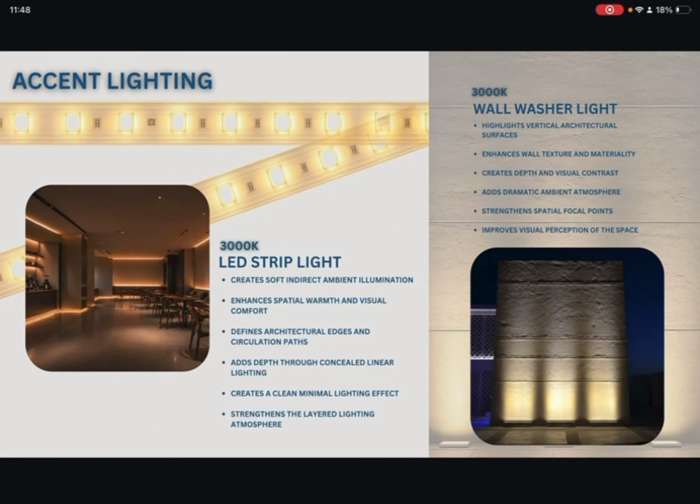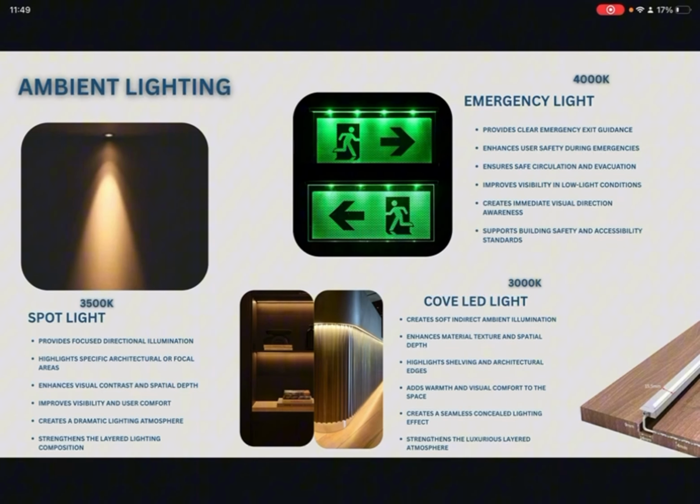About ambient lighting, we have three types: spotlight, emergency, and curved LED light. About spotlight, it provides focused directional illumination, highlights specific architecture or focal areas, and enhances visual contrast and spatial depth, and improves visibility and user comfort, and creates a dramatic lighting atmosphere, strengthening the layered lighting composition.